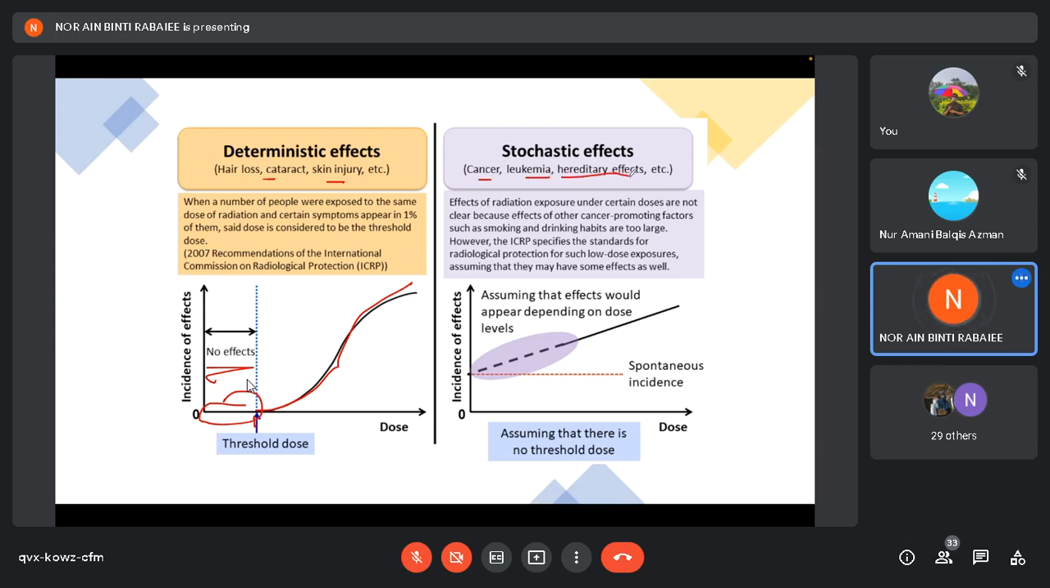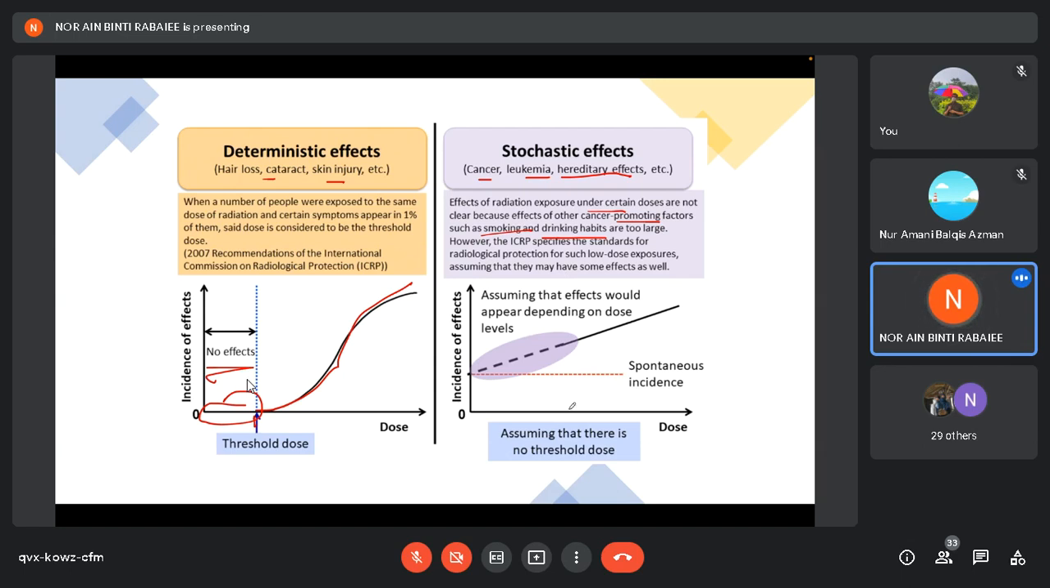So examples are cancer, leukemia, or also the possibility of hereditary effects. The effects of radiation exposure under certain doses are not clear, because the effect of other cancer-promoting factors such as smoking and drinking habits are too large. However, ICRP specifies the standard for radiological protection for such low exposure, assuming that they have some effect as well.